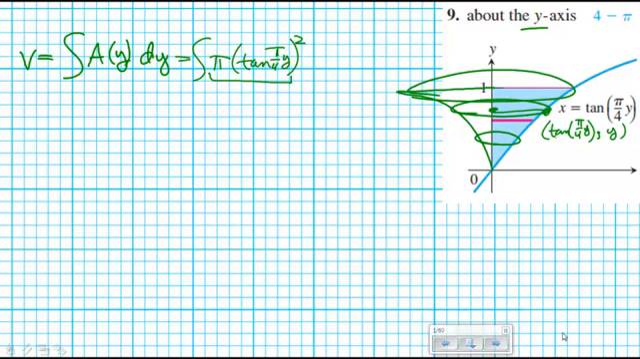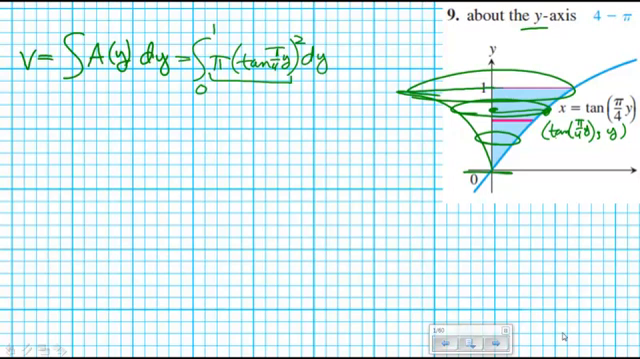This is a description of the area. dy is a description of the thickness. Area times thickness is a little bit of volume. What is my lowest y value? 0. What is my highest y value? 1. All right. We've got the integral written.